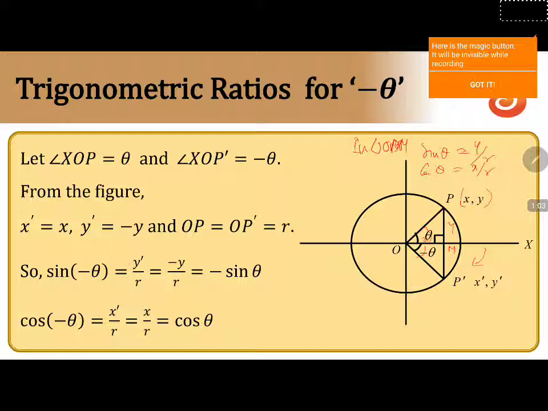Now, what we do is, you take the image of this point on the other side, same angle, but minus theta, opposite direction. Now, P dash will be (x dash, y dash). Please remember, x dash is same as x, which is given here. y dash is minus y. We have already taken that in the fourth quadrant, y is negative.